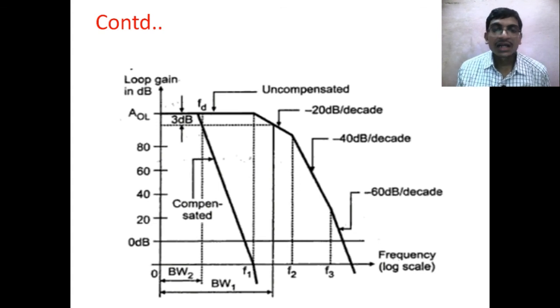In order to get a constant roll-off rate: the uncompensated network has different roll-off rates, but if you use a compensation network, the gain will roll off at a constant rate of minus 20 dB per decade. This is about the dominant pole compensation network.